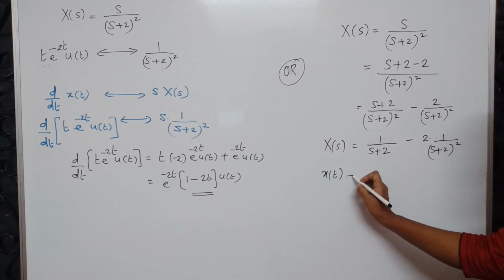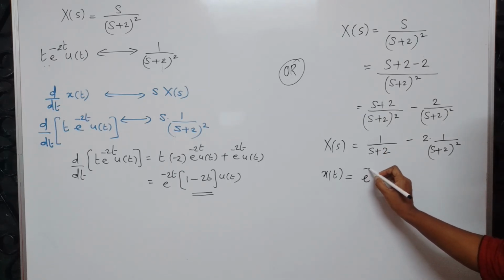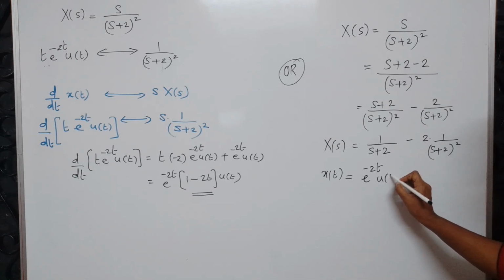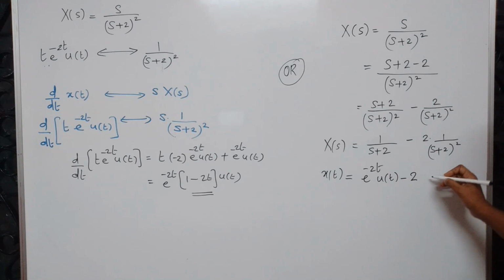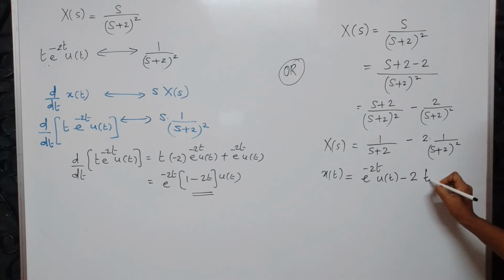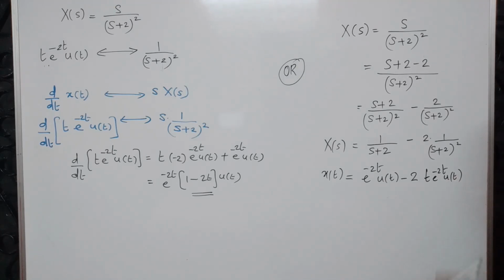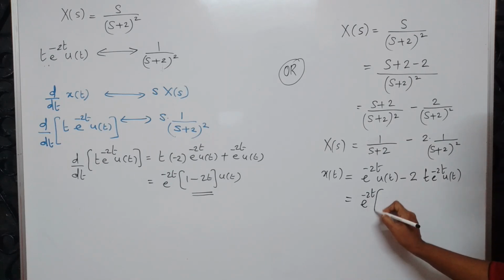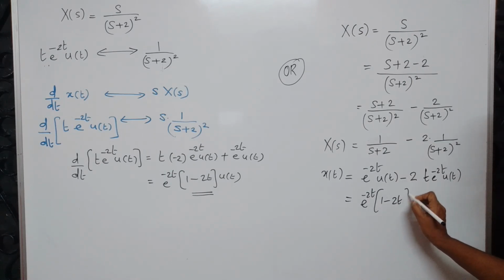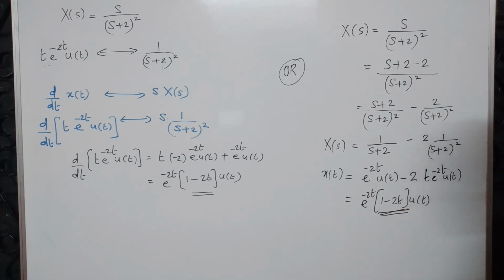X of t equal to, what is the inverse of 1 by s plus 2? It is e raised to minus 2t u of t. Minus 2 into 1 by (s plus 2) the whole square is t into e raised to minus 2t u of t. Or we can write it as e raised to minus 2t (1 minus 2t) u of t. So in both the cases we have used the standard result.